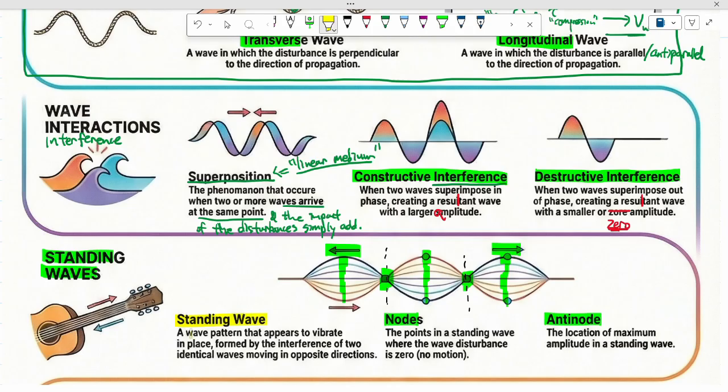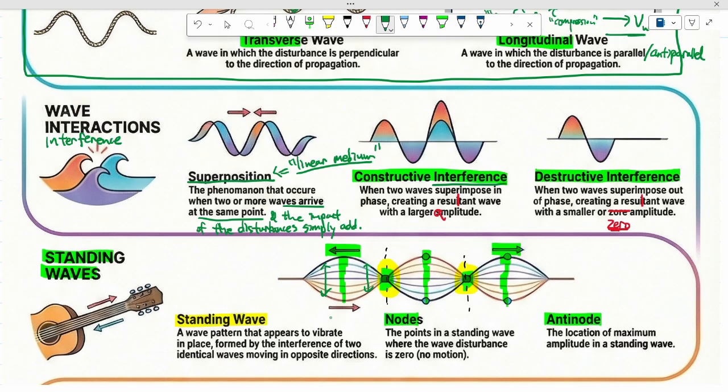So a standing wave is a wave pattern that appears to vibrate in place. I like to say the standing part of the standing wave are the nodes, but it's really the entire thing. Every point in the standing wave, you can look at as something that's oscillating up and down without sideways motion. It comes from the addition of these counter-propagating waves. So it's formed by interference of two identical waves, meaning same amplitude, moving in opposite directions. Same frequency also, that matters. So same amplitude, same frequency, waves moving in opposite directions.